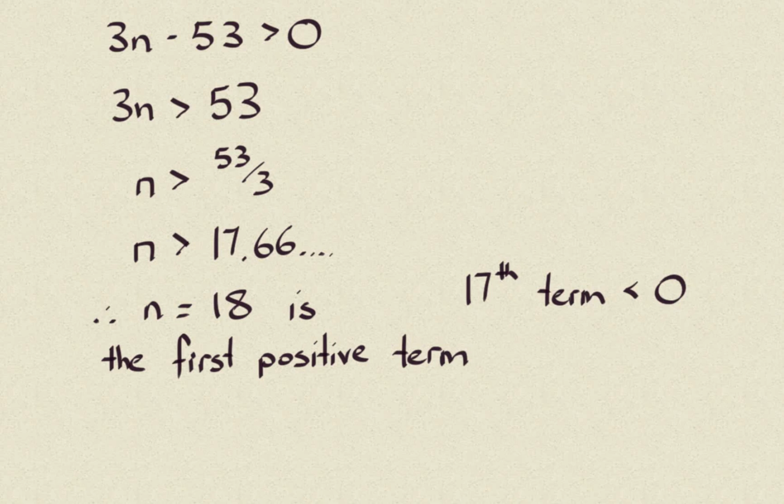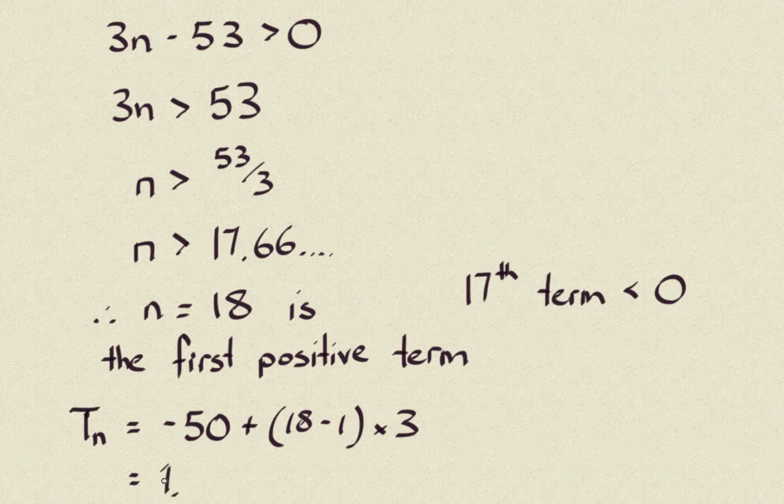But we're not done, because we were actually asked to find the first positive term, the actual term, not when it occurs, not at what position, but what it actually is. So going back to our equation, we can substitute n equals 18 in now. So we know that a was minus 50 plus n minus 1. So n minus 1 is 18 take away 1, and that's times by the common difference of 3. And when we calculate this, we see that we get 1. So our first positive term is 1.